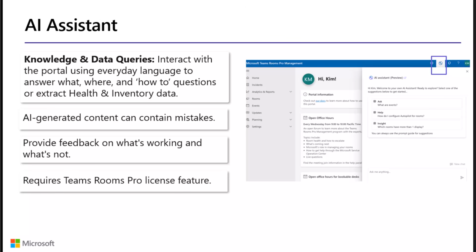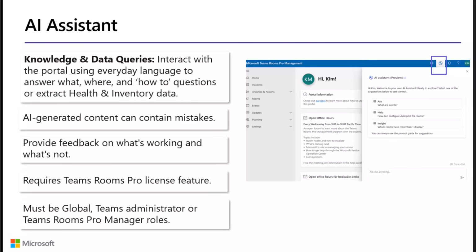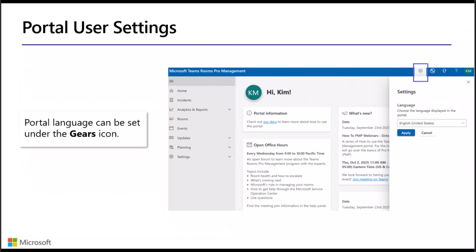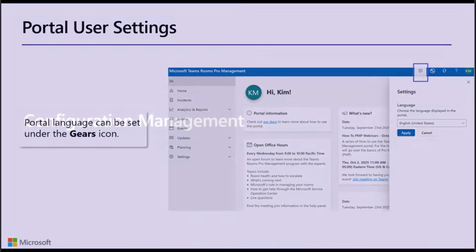To use the AI assistant, it does require that you have a Teams Rooms Pro license for your tenant and that you are either a global administrator, Teams administrator, or have a Teams Rooms Pro Manager role. In the upper right-hand corner of the portal, there is a gear icon where you can customize your language settings.